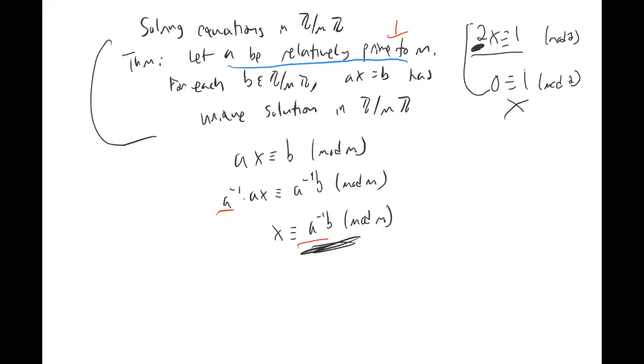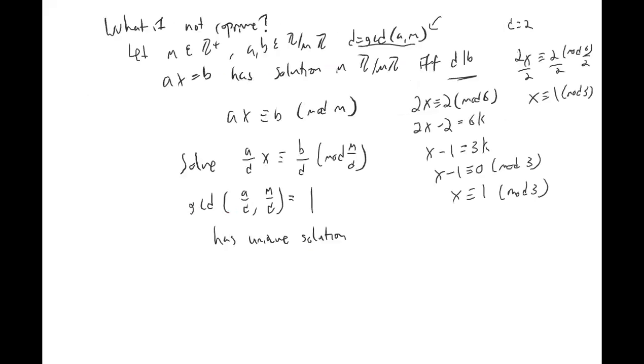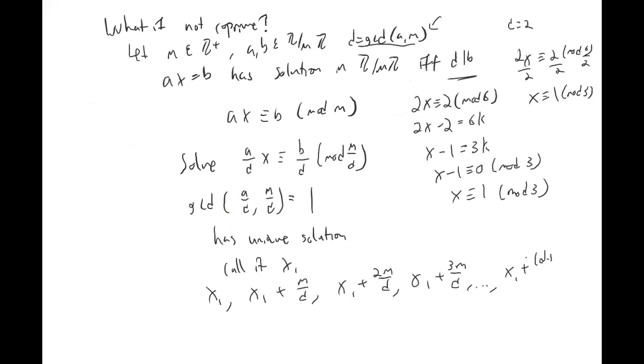So from here, let's call the solution x1. Then all your solutions are given by x1 plus m over d, x1 plus 2m over d, and so on. So this is like a theorem, right? I'm running out of time, so I'm just going to write it out. You could check all the rest are solutions too, up to plus d minus 1 times m over d.